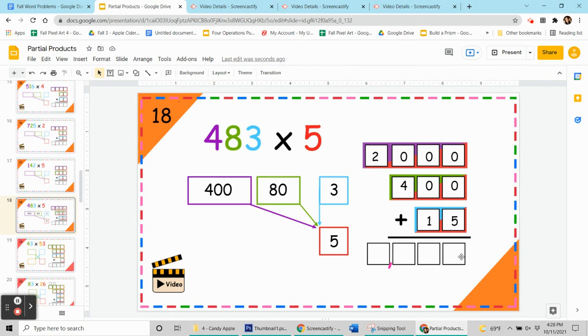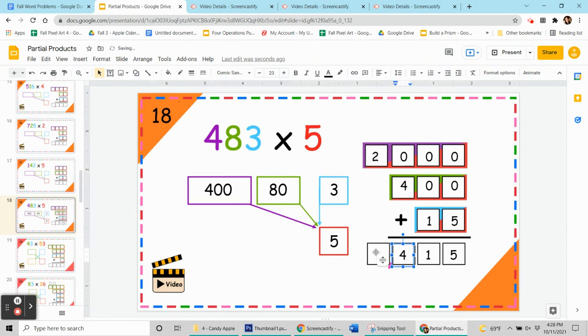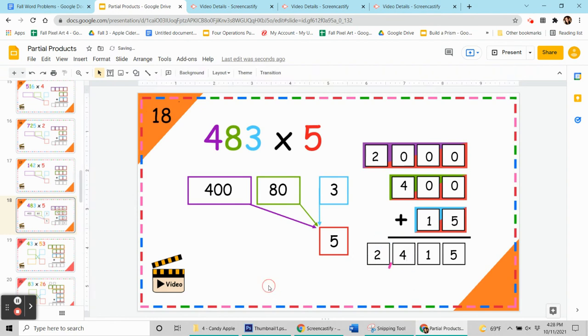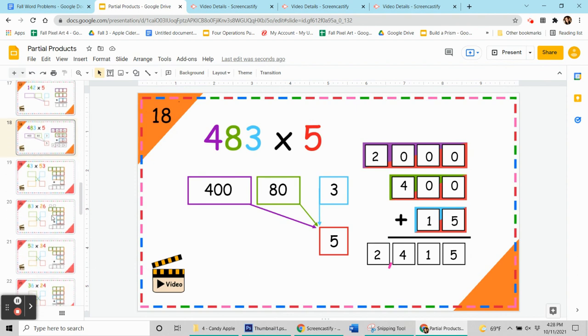So now we're going to add them all together. We'll start over here on the right. 0 plus 0 plus 5 is 5. 0 plus 0 plus 1 is 1. 0 plus 4 is 4. And then 2 plus nothing is 2. So we get 2,415.